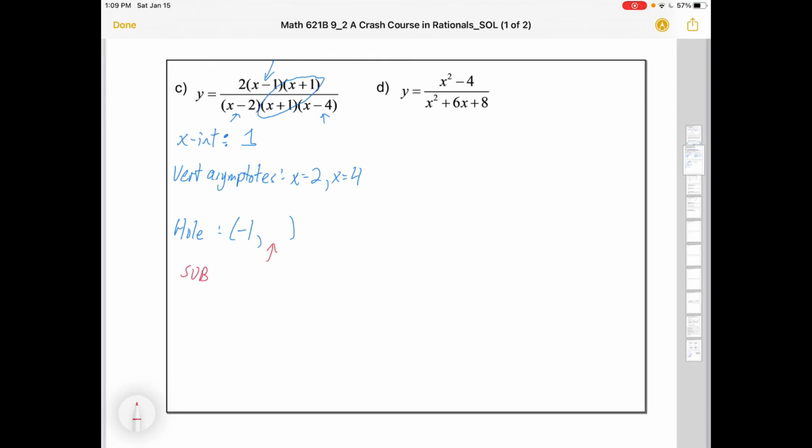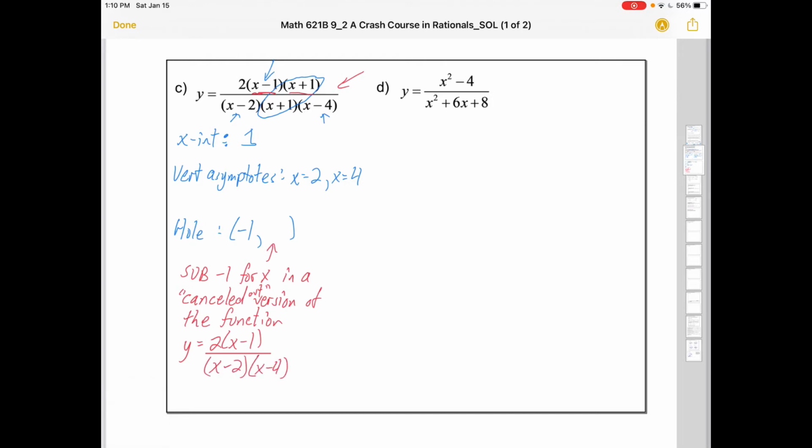How we find that is sub negative 1 for x in a canceled out version of the function. Because if I just put in negative 1 for x in the original form over here, then I'm going to get 2 times negative 2 times 0. Oh, I'll get 0 on top, but I'll also end up with 0 on the bottom. So I'll get 0 over 0, which is undefined. So instead, what I have to do is cancel out my problems, which seems weird, and then sub them in.